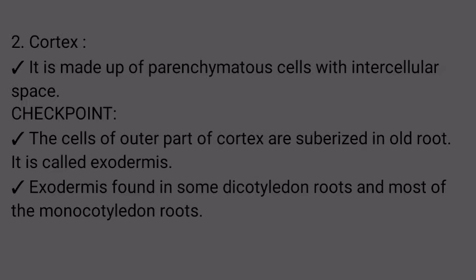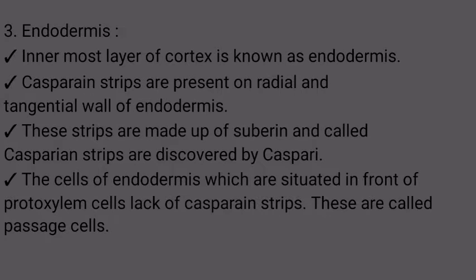Exodermis is found in some dicotyledonous roots and most of the monocotyledonous roots. The outermost part of cortex is suberized, which is called exodermis. Exodermis is a general property of monocotyledonous roots and of some dicotyledonous roots. Third one, the endodermis. Innermost layer of cortex is known as endodermis. Outermost layer is called exodermis. Innermost layer of cortex is known as endodermis.